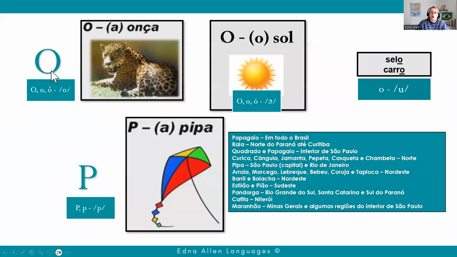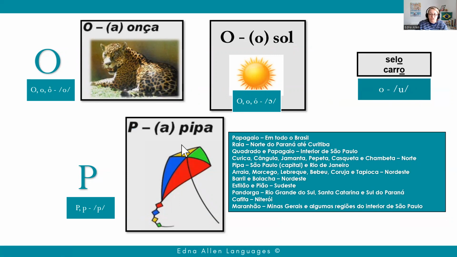Next. O. A onça, o sol. Selo, carro. Can you see how it has three different sounds? It could be closed, onça. It could be open, o sol. Or it could sound like a U. Selo. Carro.